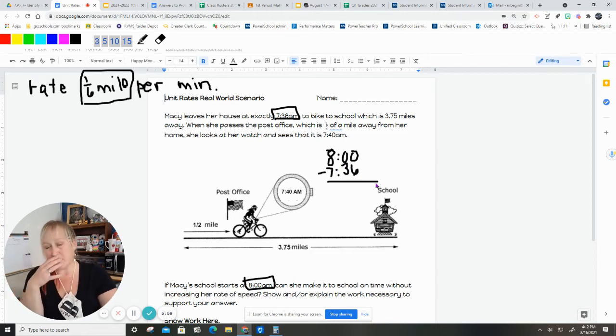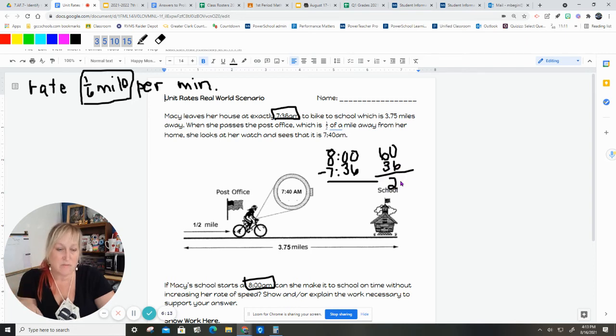So time might be difficult for me, but 8 o'clock is more like 7:60. 7 hours and 60 minutes is the same. And I'm going to subtract that 36 minutes. So she's got 24 minutes before school starts. Okay. So if I take that 24 minutes and I times it by the 1/6 mile per minute that she's going, I should be able to see if she gets 3.75.